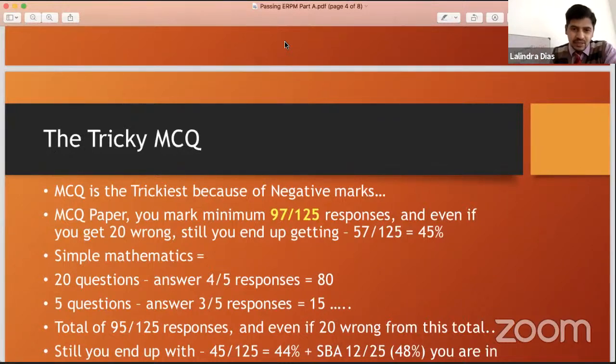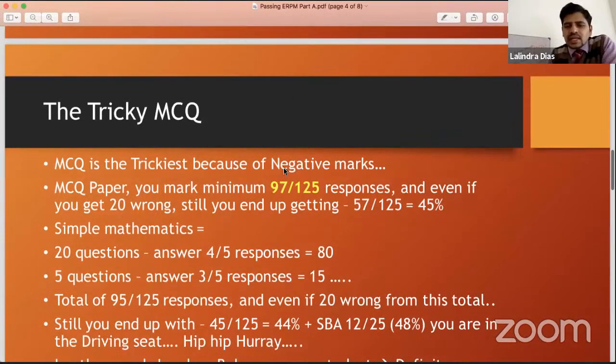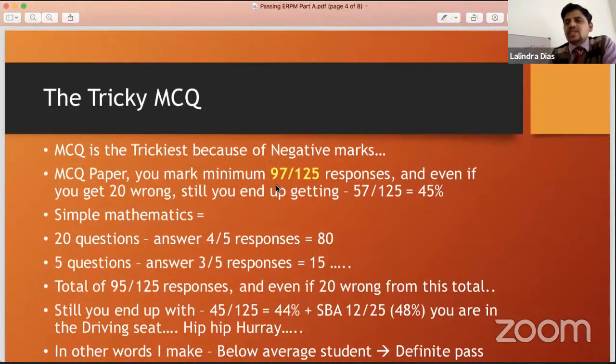So with 44%, against 48% in the single best answer paper, you still easily pass the exam, guys. Because 12 out of 25 in the single best answer paper is 48%. I have calculated that for you. So just 95 to 97 responses out of 125 is more than enough for you to pass this exam with a wonderful effort.